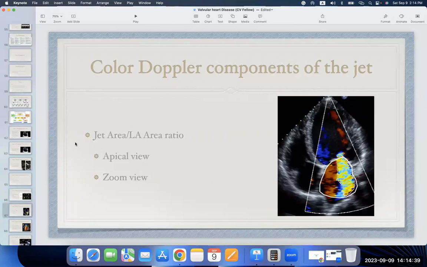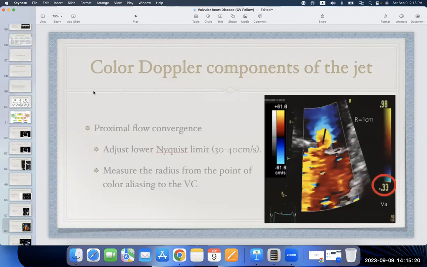Here, how to calculate the jet area to the LA area. You can do it from the 4-chamber, you can do it from the parasternal. The 4-chamber is a good way to do it, but very important when you trace the jet, not to include the dark color. The dark color indicates low flow velocity. So this is low velocity blood, and you should not include it in your area of the jet. You should only measure the high velocity, which is the bright color that you see. And then you calculate the area of this jet and divide it by the area of the left atrium. If it's more than 50%, we consider this as one of the criteria for severe MR.